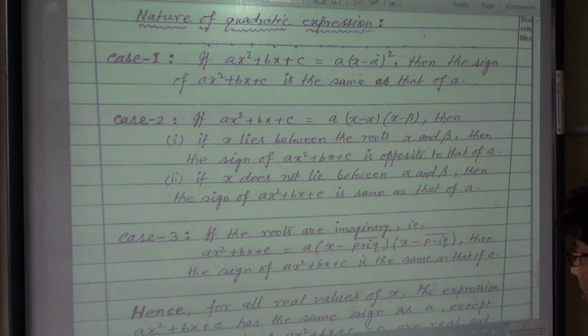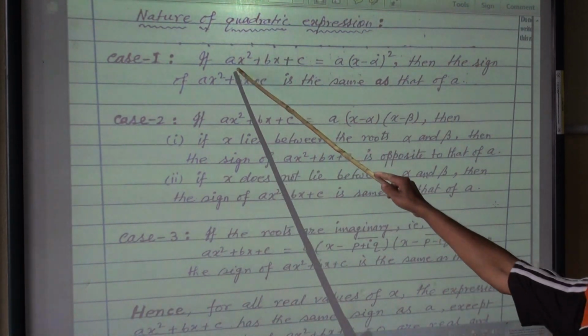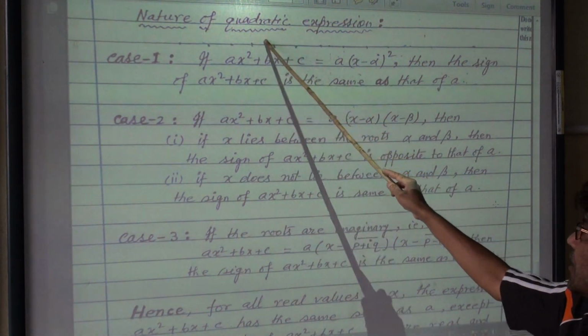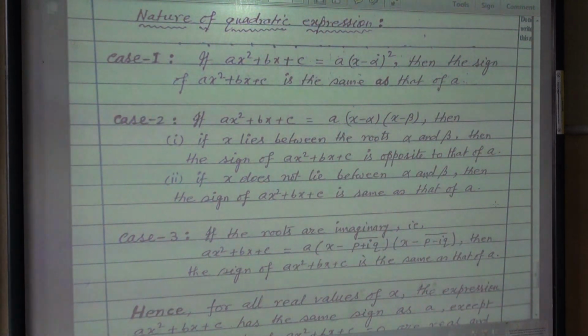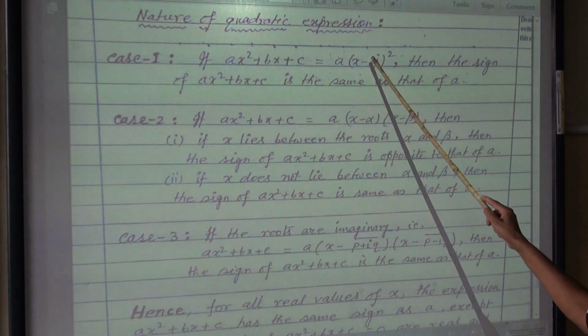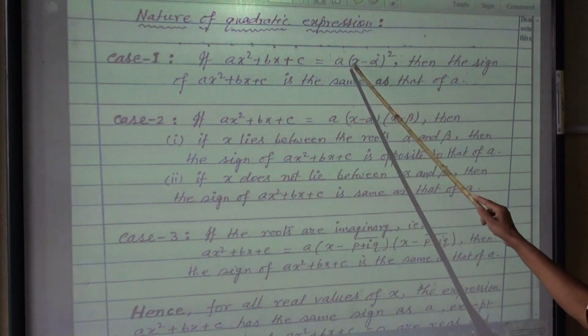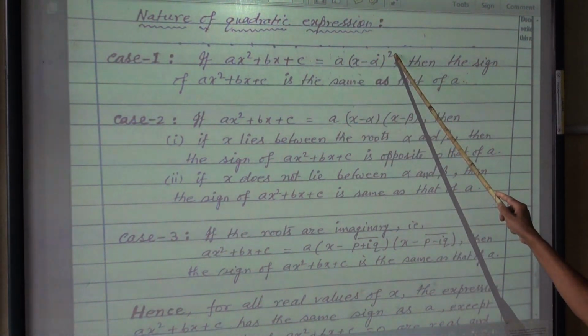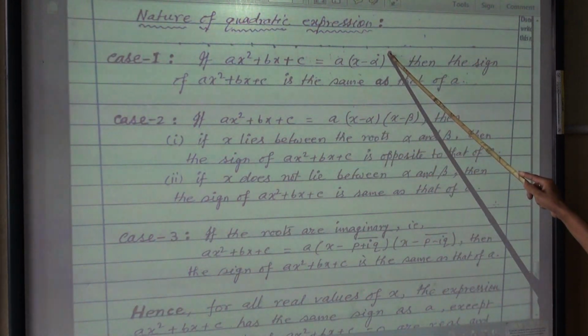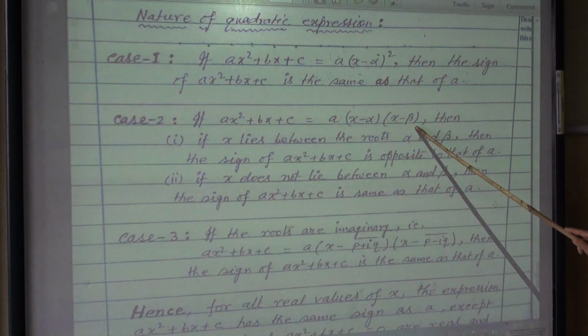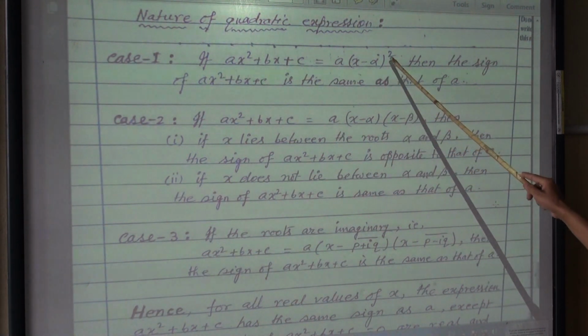I have already solved some problems based on this. It is also there in the syllabus. Suppose this type of expression is given, you have to check whether this is a positive quantity or a negative quantity, or what type of values it will have. Now this type of expression you can get as something whole square by taking common. Possibilities: it can be something whole square, it may not be. If you cannot express it as something whole square, then you can factorize that. So these two possibilities are there.